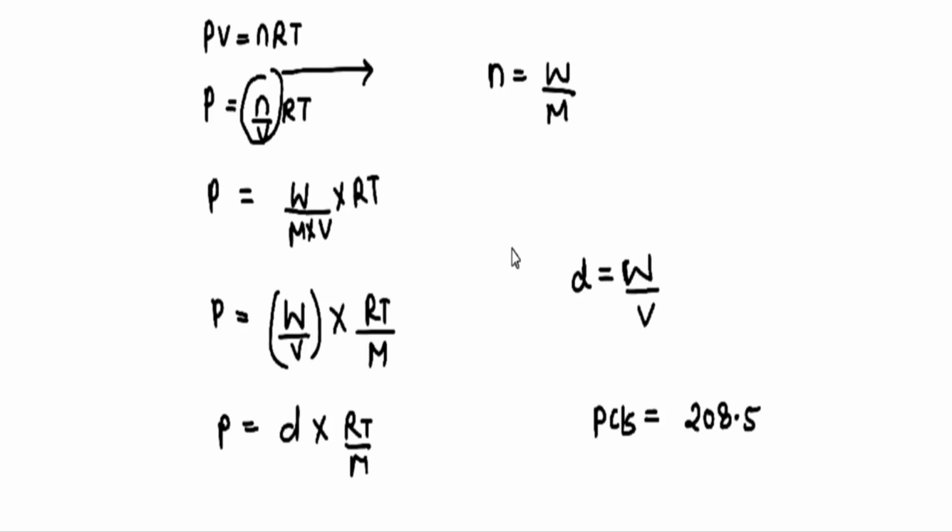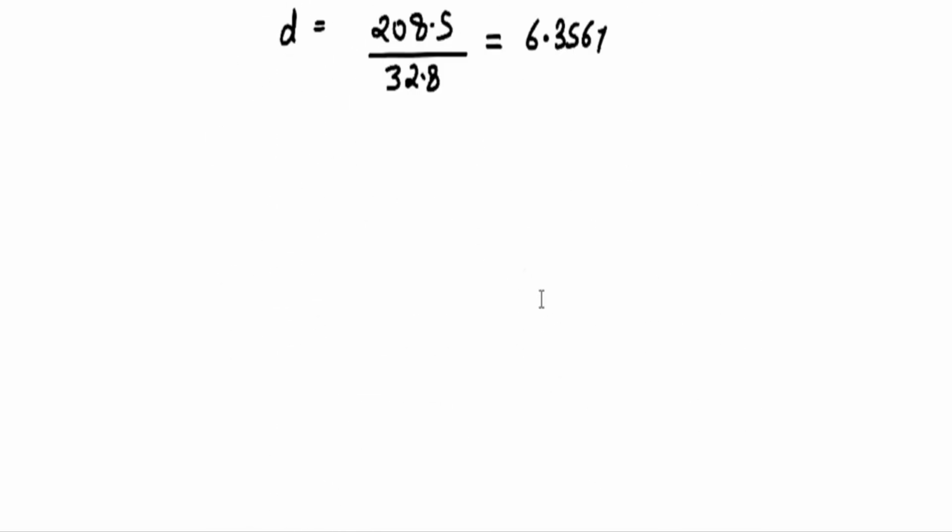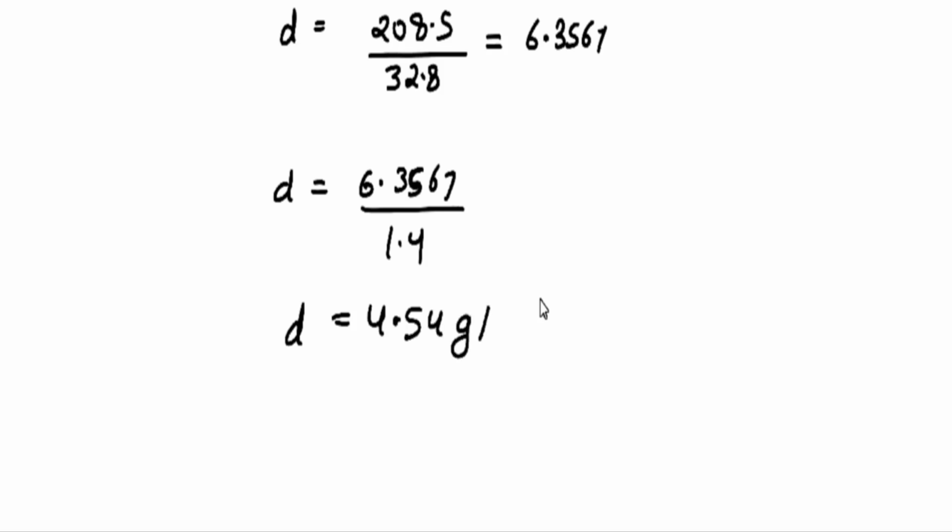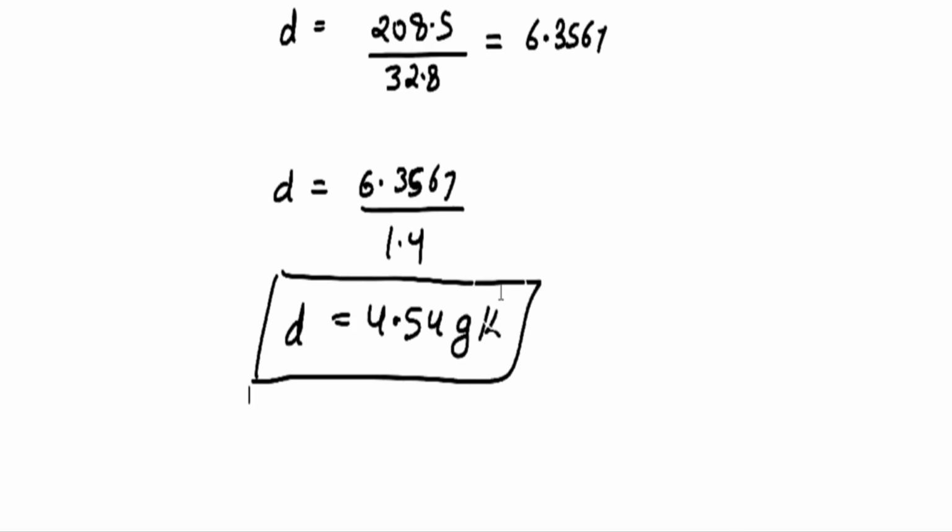This density is for 1 mole. But we know that here the total moles is 1.4. So we again divide by 1.4. This 6.3567 divided by 1.4. So what we will get? Density will be 4.54 gram per liter. So this is the density of the given reaction.